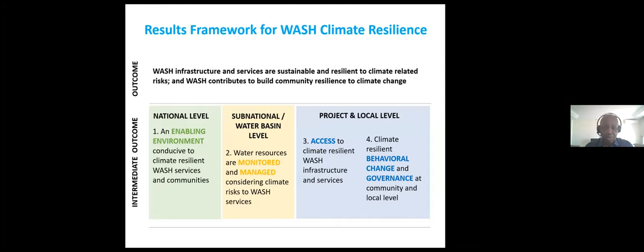Now, at the subnational level, that's where you do the kind of analysis that Kidani was talking about, looking at the risks, also monitoring availability and quality of water, monitoring how that water is used, or how WASH resources in general are used, but also local level planning.